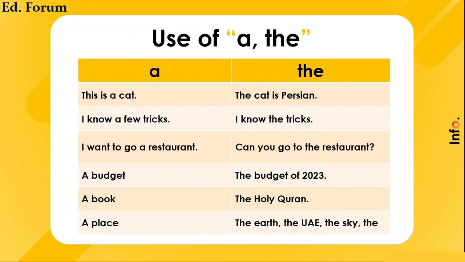Okay, now this is the third one. I want to go to a restaurant. I don't know which restaurant, and my listener also doesn't know which restaurant I'm talking about. So I simply want to go to a restaurant.